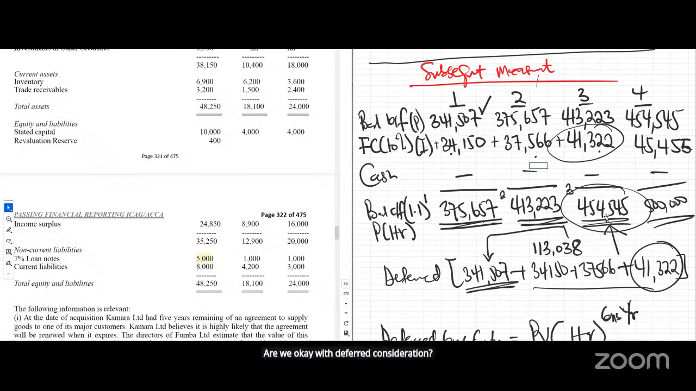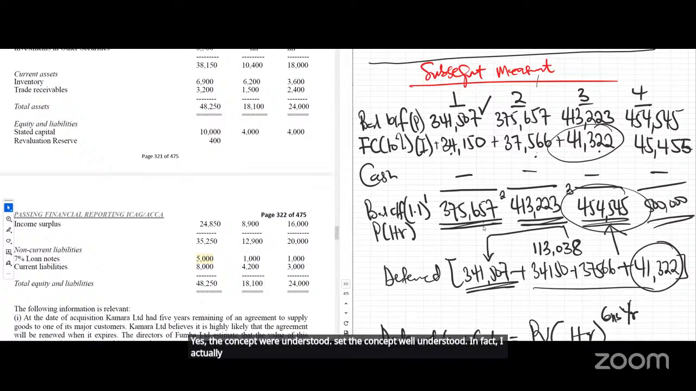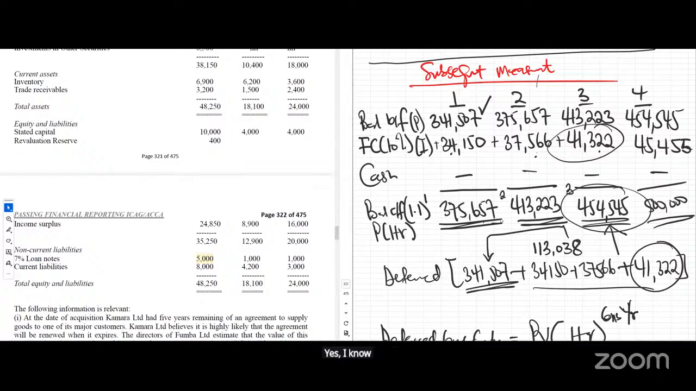Yes, sir. The concept is well understood. In fact, I actually have a very serious problem with this, but I think I know now where. People have a lot of problems with reporting because of the fundamentals. Yeah, but I believe we are all getting there.